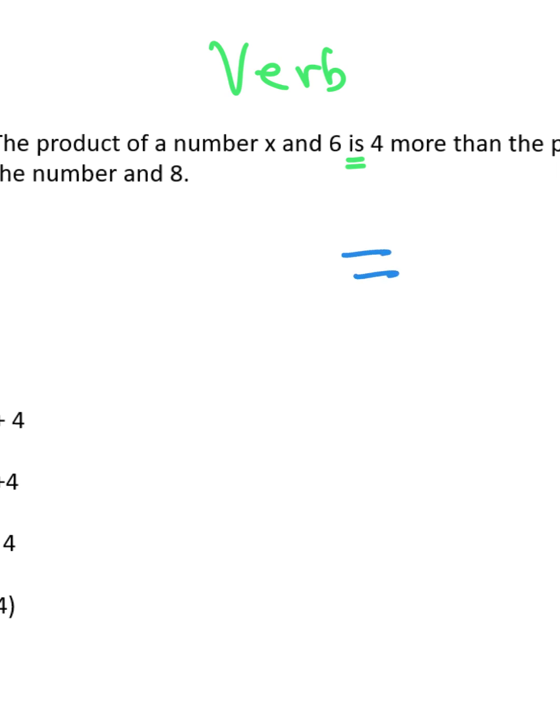and I'm going to read the part on the left, the product of a number x and 6. We know the product means to multiply. So I'm going to be multiplying a number x and 6. When we multiply a number times a variable, the number always has to go first. So the left-hand side is going to be 6x.